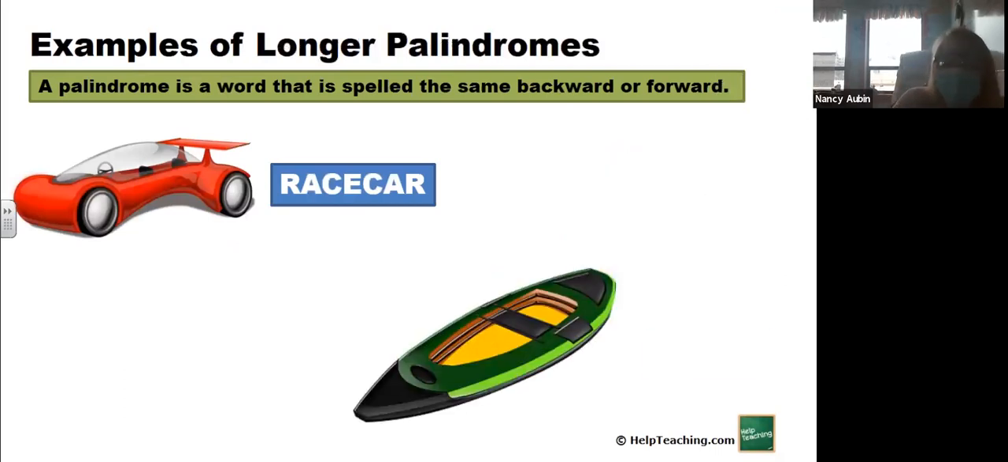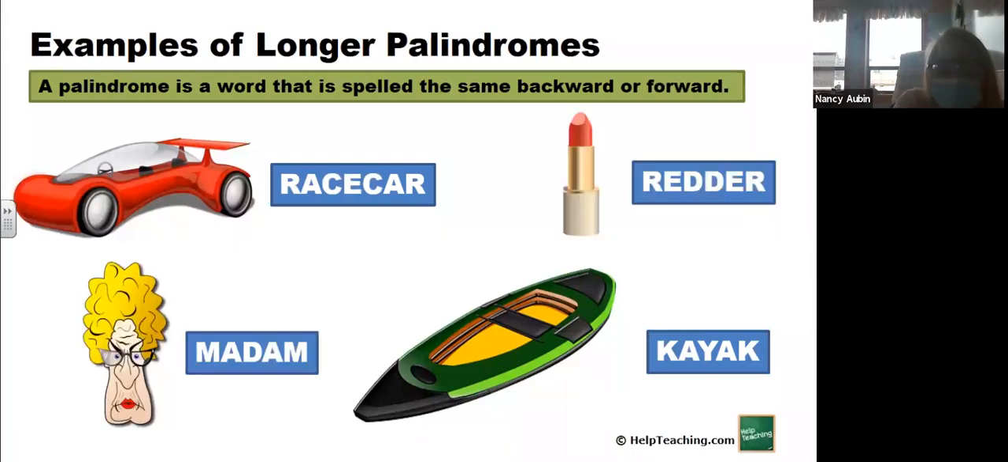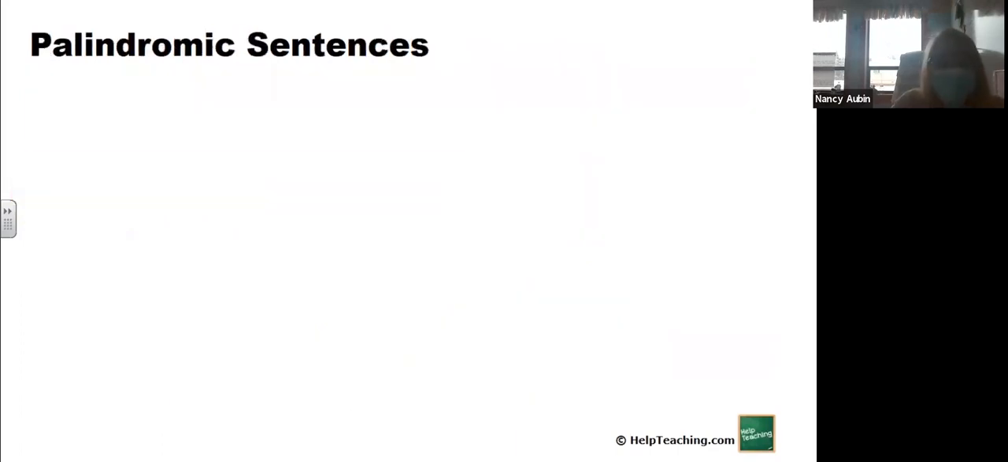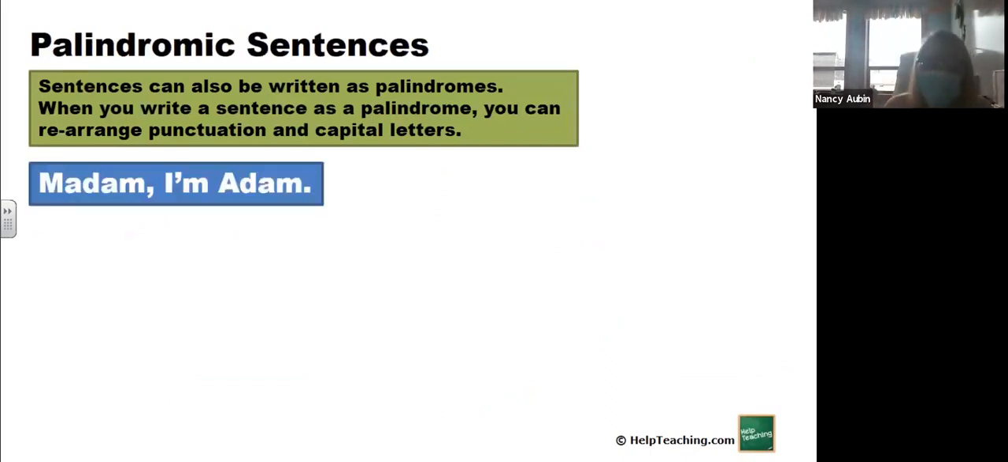Kayak. You can read them from left to right or right to left. Madame, redder. Your lipstick is redder than mine. Sentences can also be written as palindromes. When you write a sentence as a palindrome, you can rearrange punctuation in capital letters.